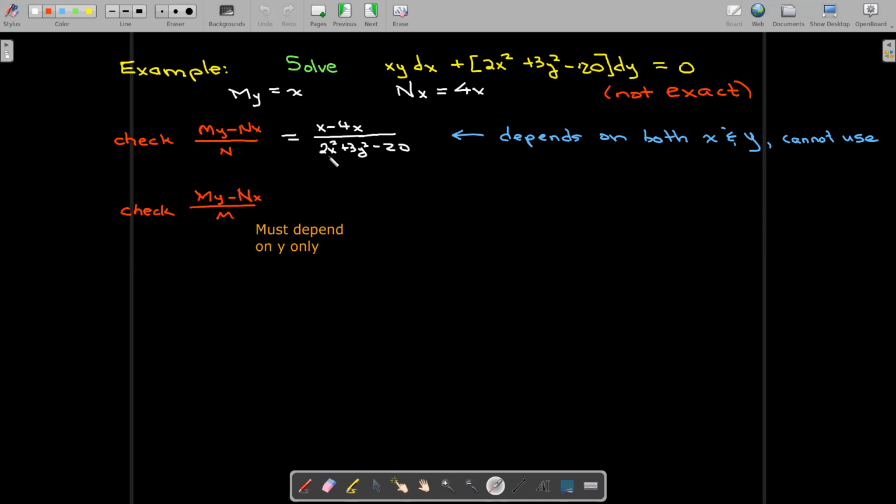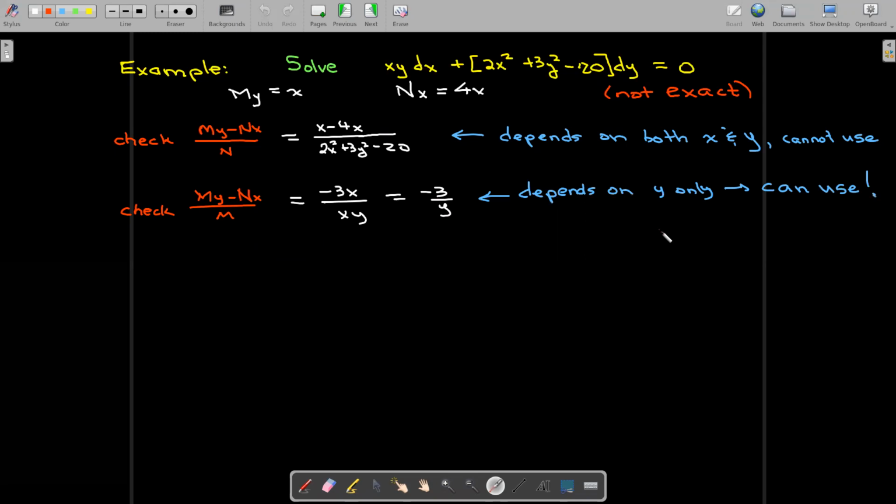So let's check the other formula, the other quotient. Still we have the same m, partial derivative of m with respect to y minus the partial of n with respect to x. Now we're going to divide that by m. And the outcome should depend on y only. And yes, I get, after simplifying, -3 over y, which depends on y only, and we can use that. So that's not our integrating factor yet. That's just what goes into the integral.